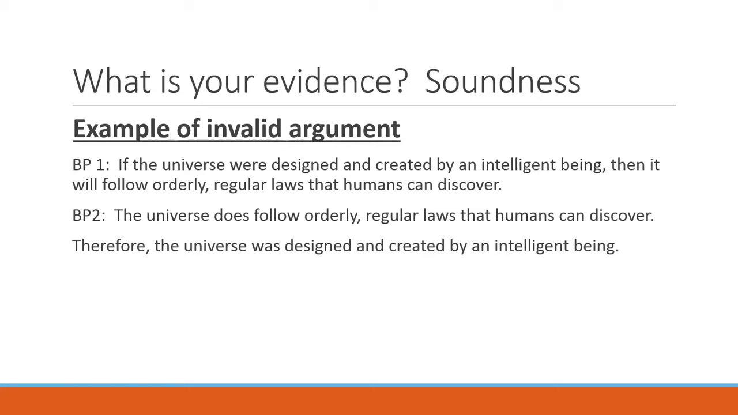So both the basic premises could be true, and yet the universe and its order and its regularity could have come into being in some way other than by the creation of an intelligent being. Since the premises could be true and the conclusion could be false, it's an invalid argument. Let's look at another one.